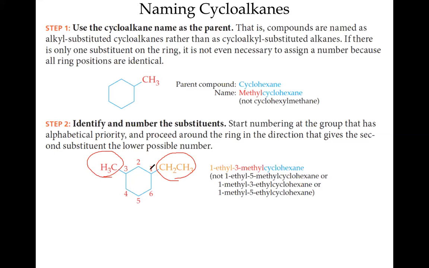We number it counterclockwise because that allows the methyl group to be on the 3rd carbon. If we started with the ethyl group and went clockwise, it would be 2, 3, 4, and now the methyl would be on carbon 5. So it would be 1-ethyl-5-methylcyclohexane, and that's not what we want. We want to keep the numbers as low as we can. So 1-ethyl-3-methylcyclohexane.